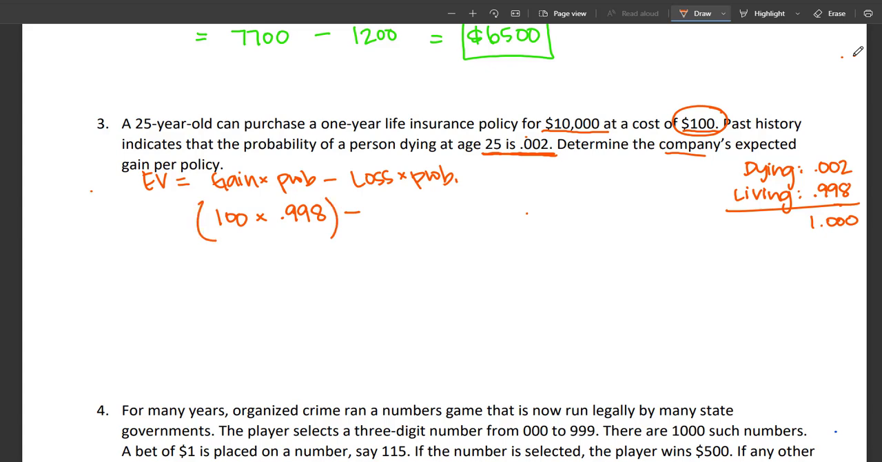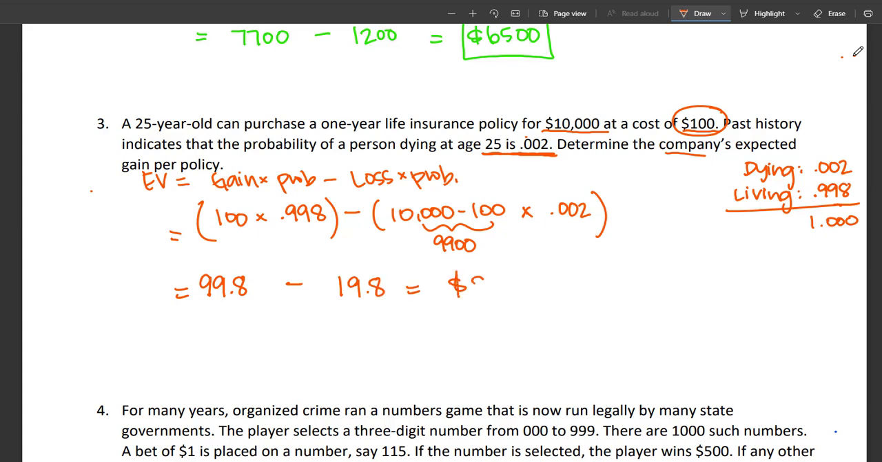And then the loss, so they lose $10,000 minus the $100 that they get for each policy. So they really lose $9,900. And then the probability of them losing that money is only 0.002. So whenever we multiply this out, we get 99.8 minus 19.8 gives us $80. So they're most likely going to gain $80 per policy.